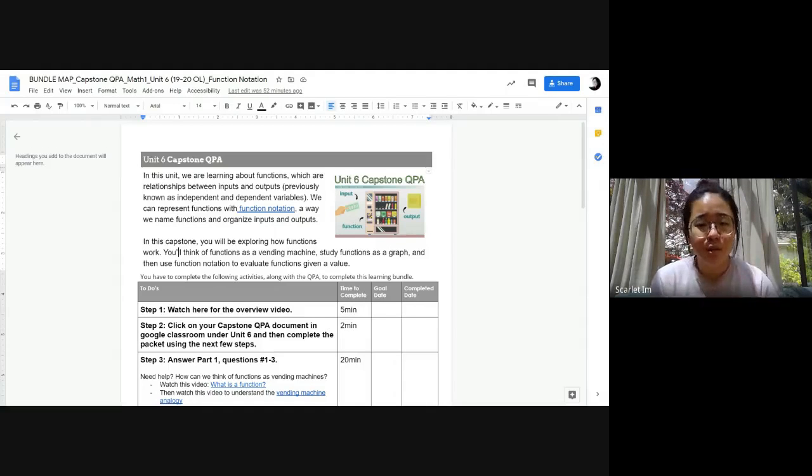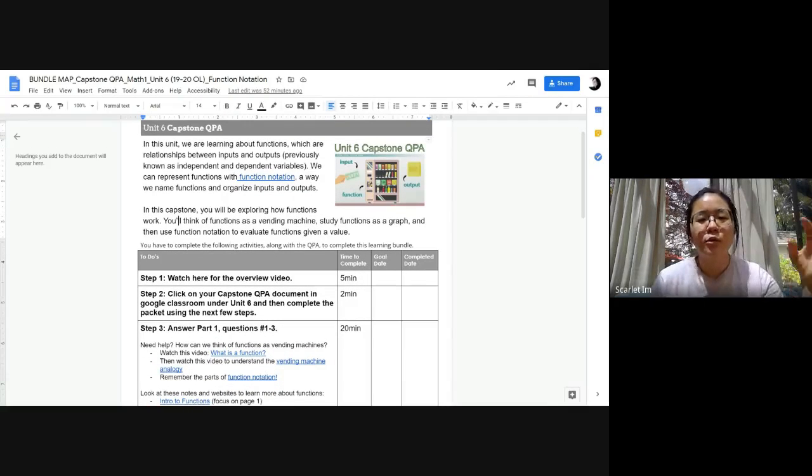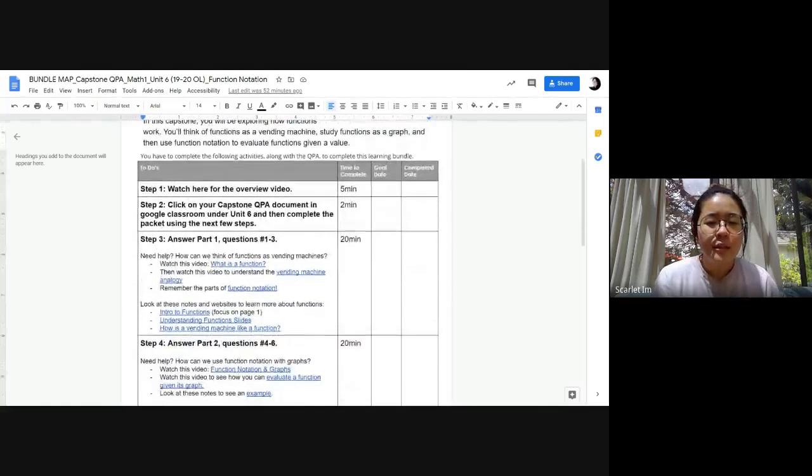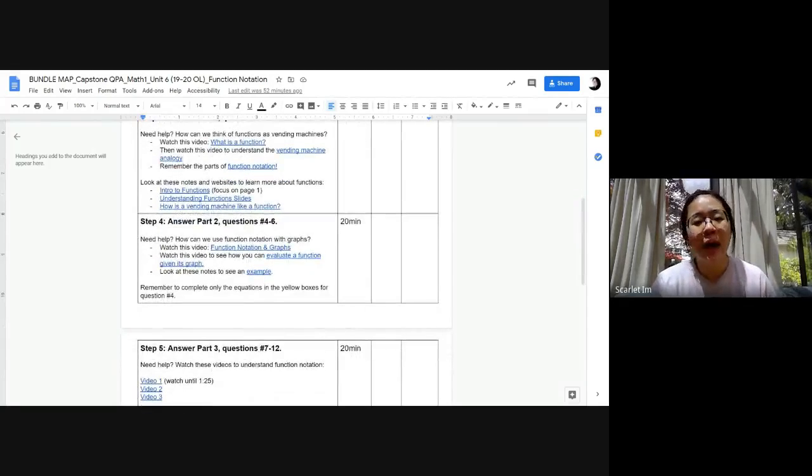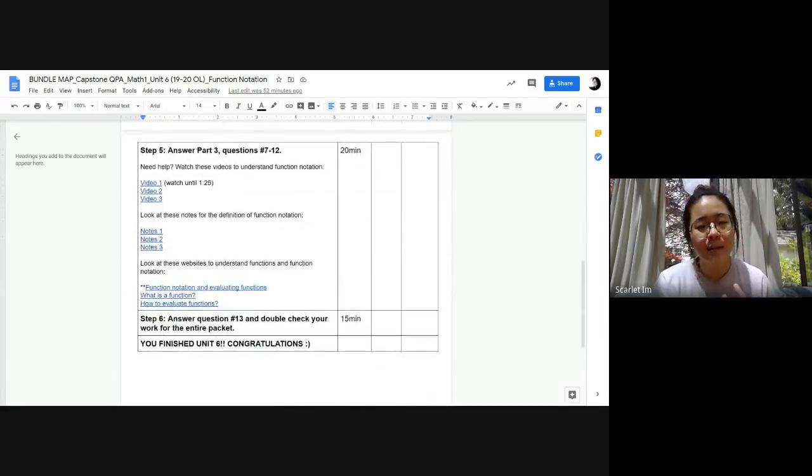The first step is watching the overview video, what you're doing. Secondly, when you're going through this bundle map, make sure that you have your Capstone QPA document with you, whether that means it's online through Google Classroom or the paper packet version. I'm going to go through these steps briefly and show you what the actual Capstone QPA looks like, and that will make more sense.